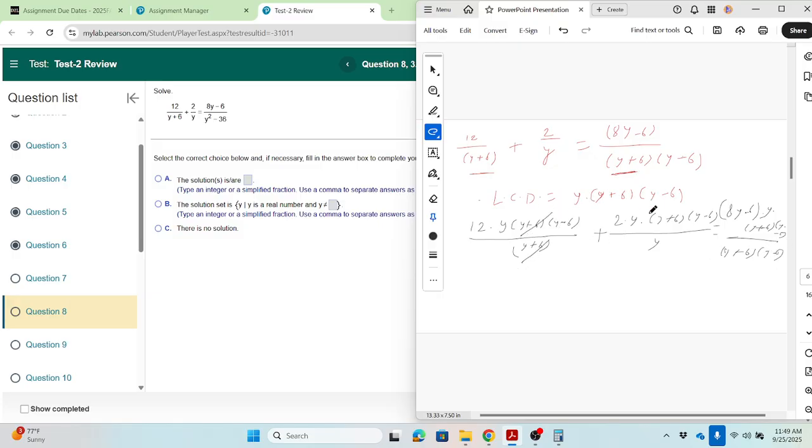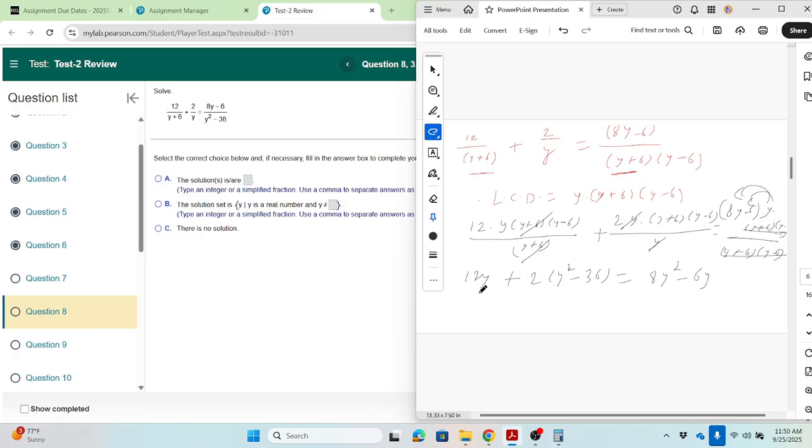Cancel this common factor on the top and bottom. Here both of them are cancelled, and then write down the leftover thing, which is 12y on the left side, and then 2 times y plus 6 and y minus 6, which is 2 times y square minus 36, and on the right side it's 8y square minus 6y if you distribute the y here.